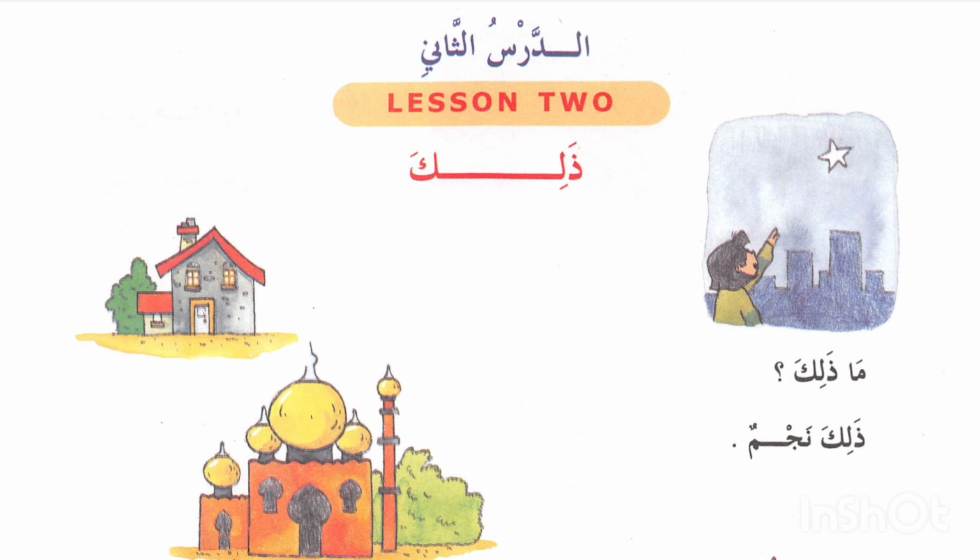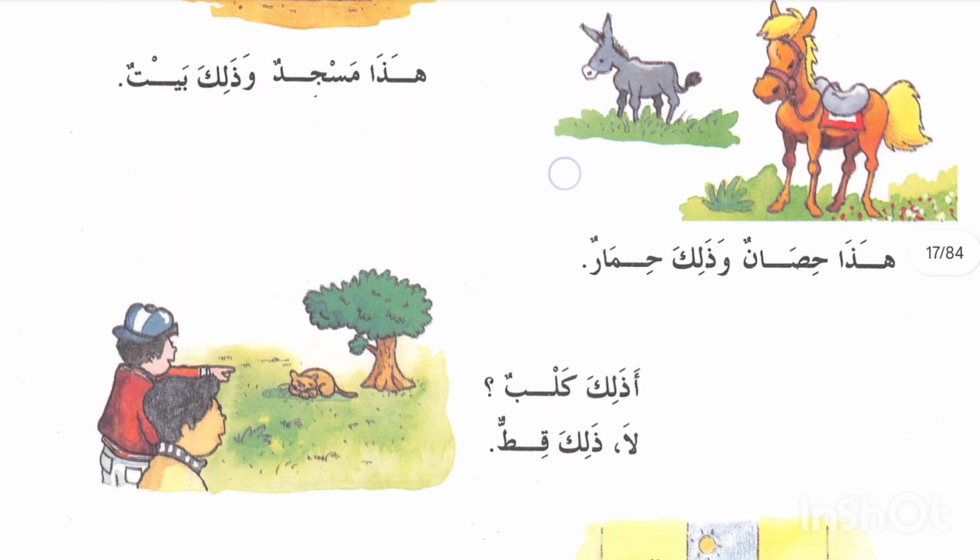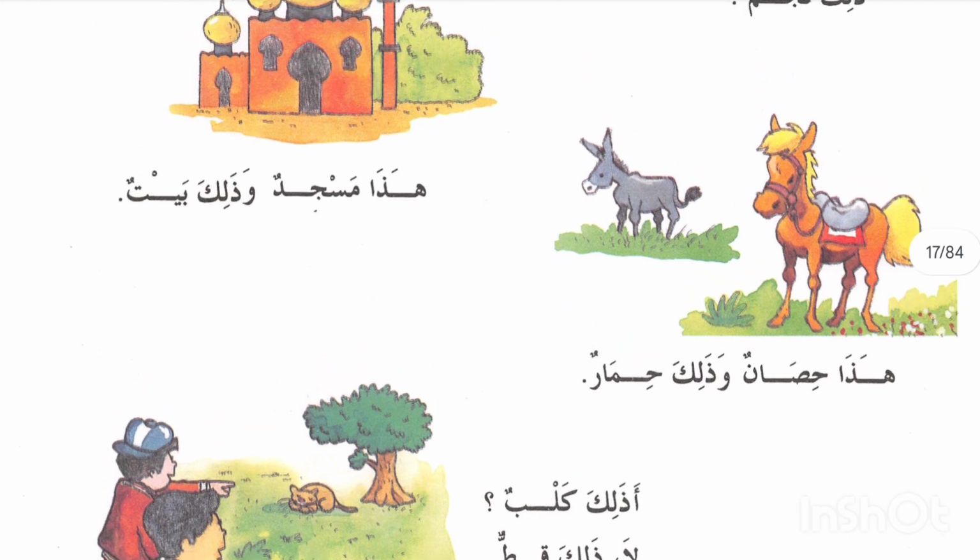الدرس الثاني lesson 2. ذلك that. ما ذلك what is that. ذلك نجم that is a star. ما هذا مسجد this is a masjid. وذلك بيت and that is a house. هذا حصان this is a horse. وذلك حمار and that is a donkey.